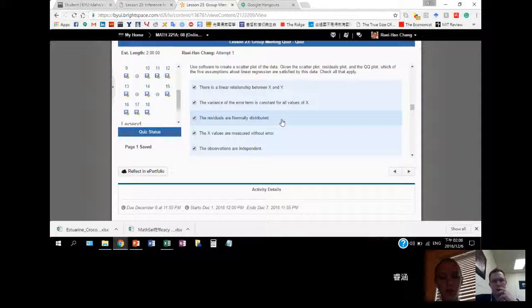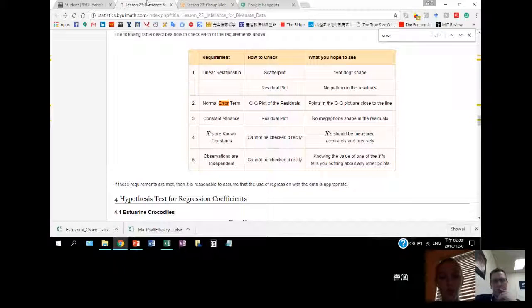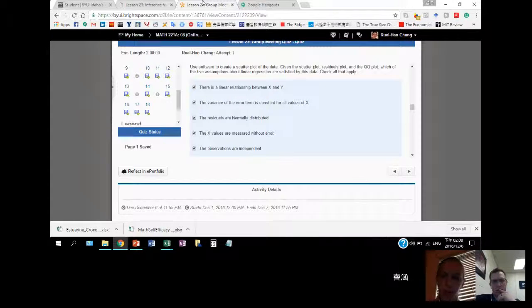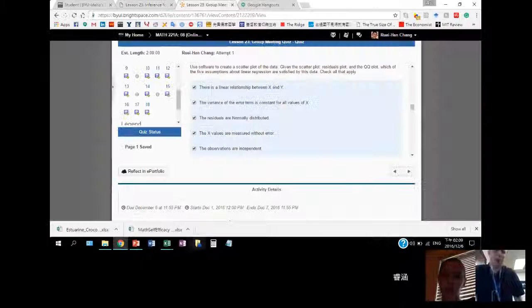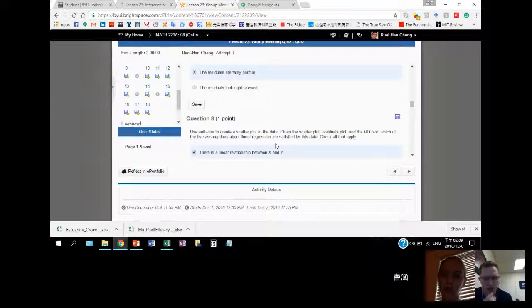Is it the fifth one? Observations are independent. What you hope to see is that knowing the value of one of the y's tells you nothing about the other points. So what does that mean? There's a linear relationship between x and y. The error term is normally distributed. The variance of the error terms is constant for all values of x.